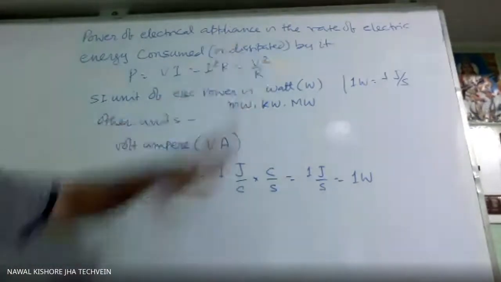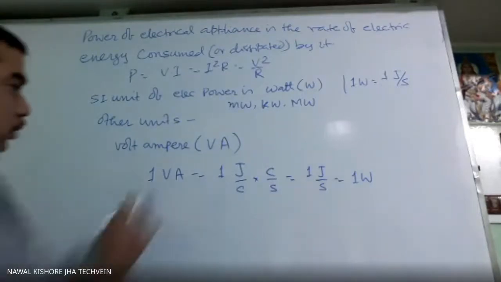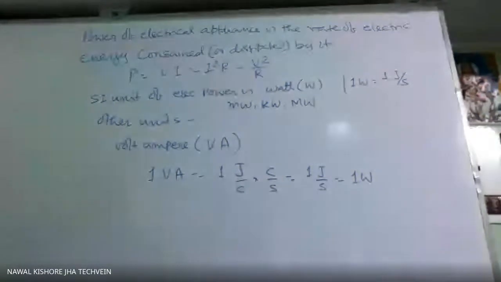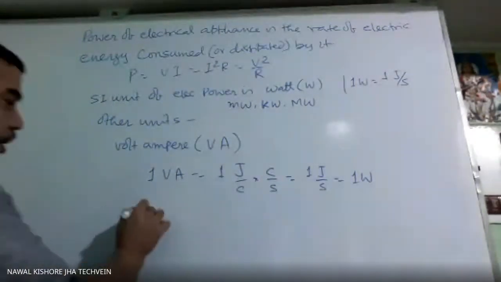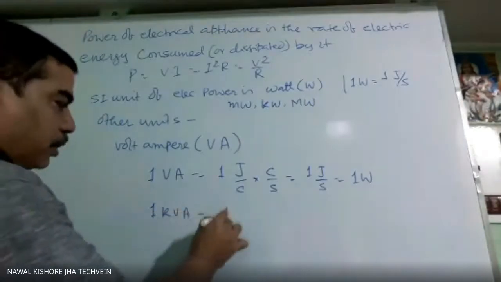Suppose 100 watt is written and 220 volt. That means the power of that bulb will be 100 watt only when it is connected to a source of 220 volt. If source voltage is less, power will also change. Okay, so 1 watt, 1 VA means, and other is suppose kVA, kilovolt ampere. That means 1 kilowatt only.